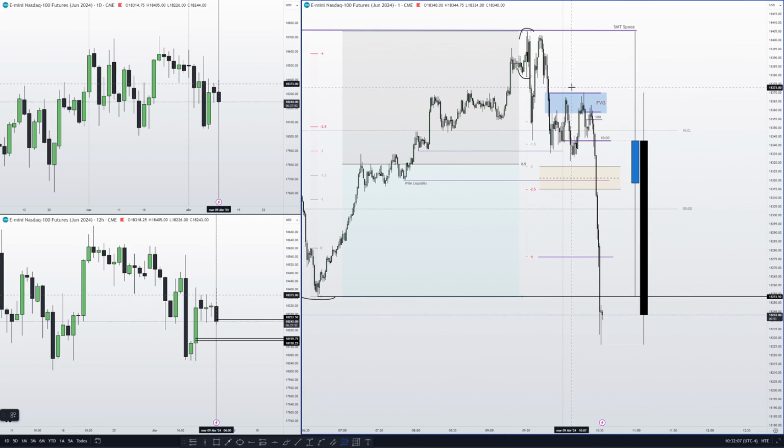Okay, projections for the 4-0 range. This high and this low.